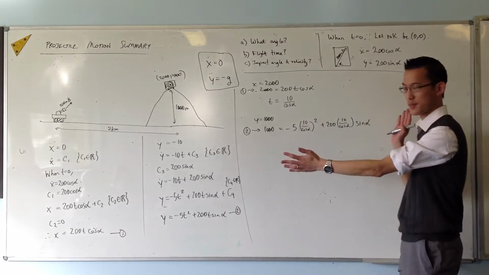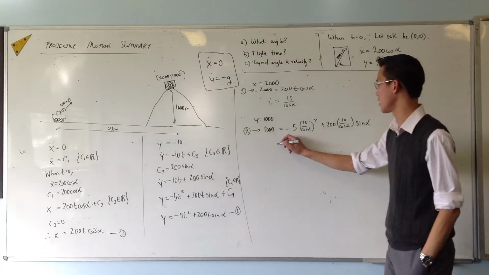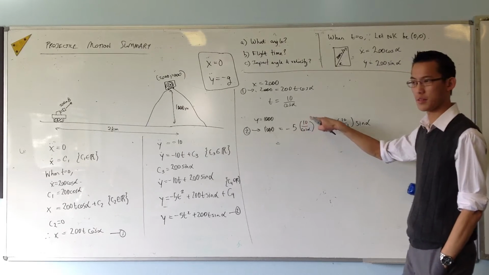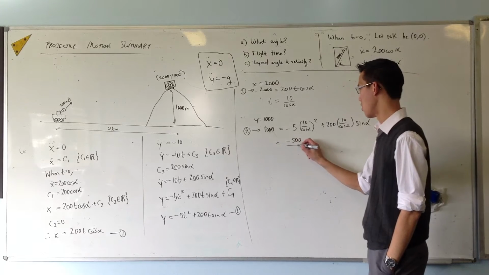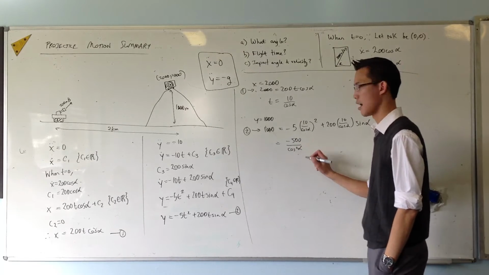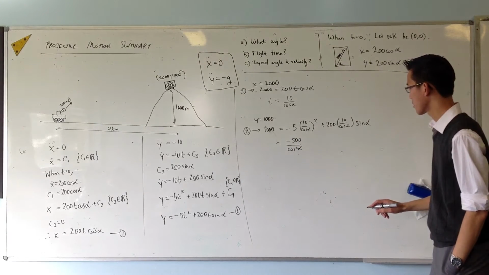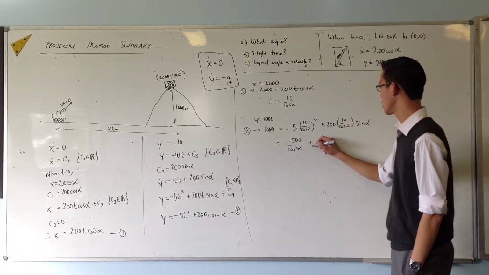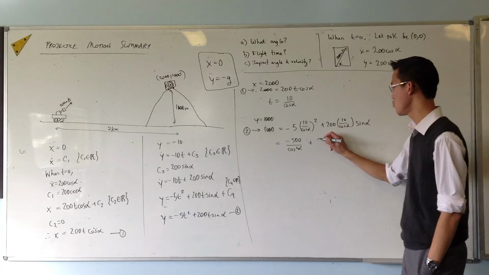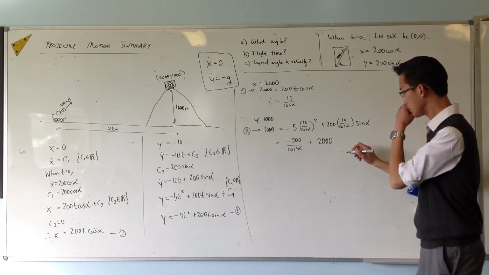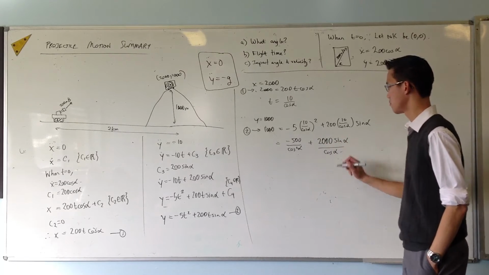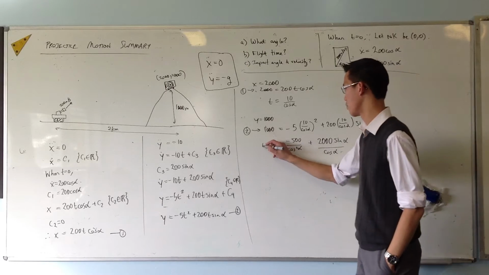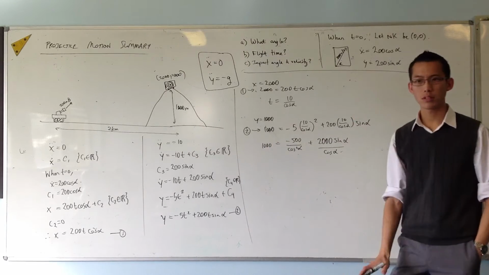What do I do with this? Well, I'm going to get, let's see here, minus 5 times 10 squared. So that's going to be minus 500 on cos squared alpha. Okay. Then here I've got 200 times 10, so that's 2000 sine alpha on cos alpha. Okay. 1000. Now pause for a minute.